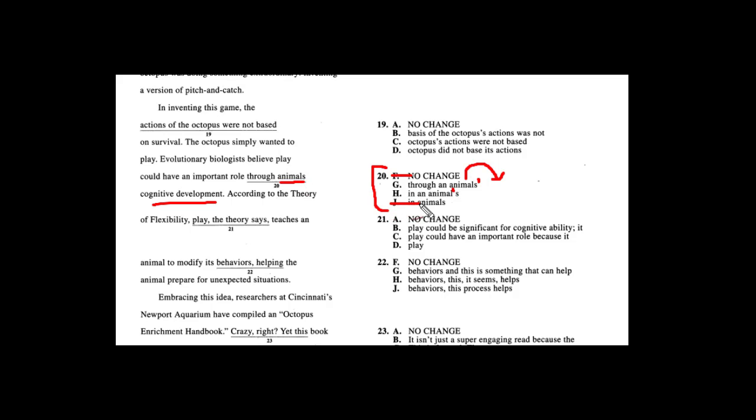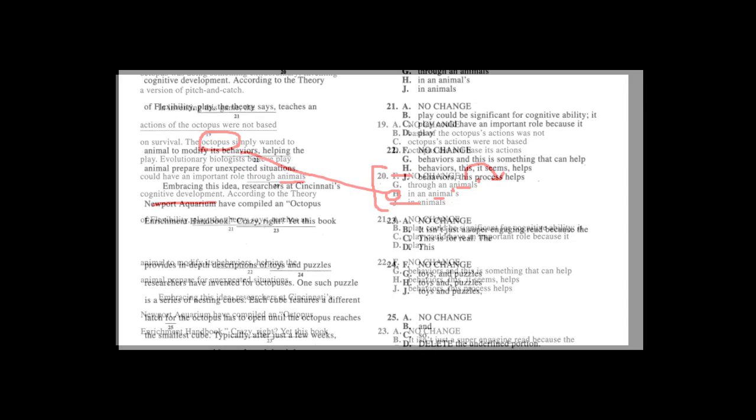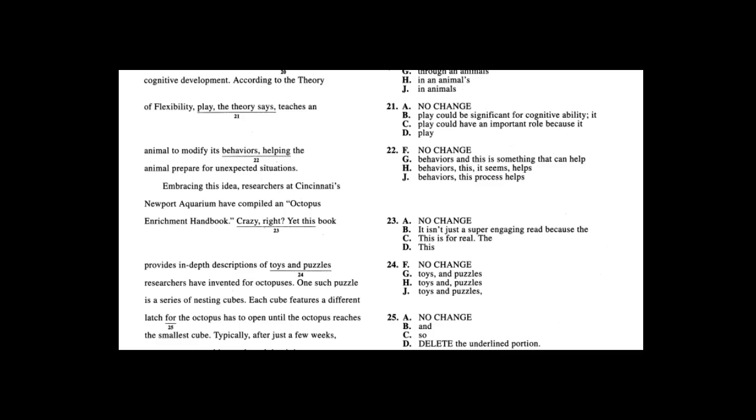No possession there either. So what we need to do now is figure out if it's one animal or multiple animals. When we come back over here, you see that it's octopus, singular. So octopus, singular, is going to go with answer choice H. PUPS rule for 20.